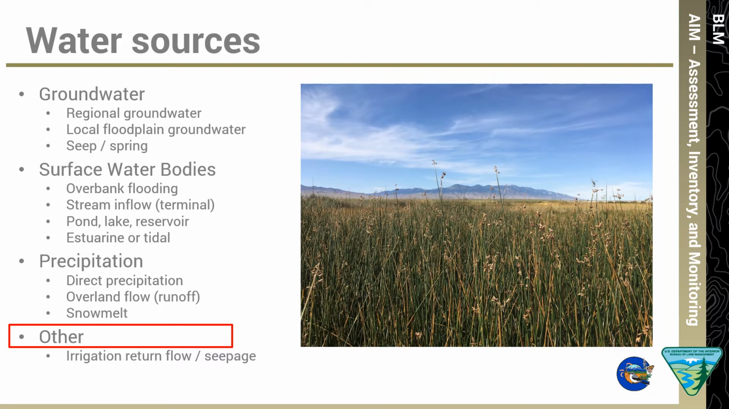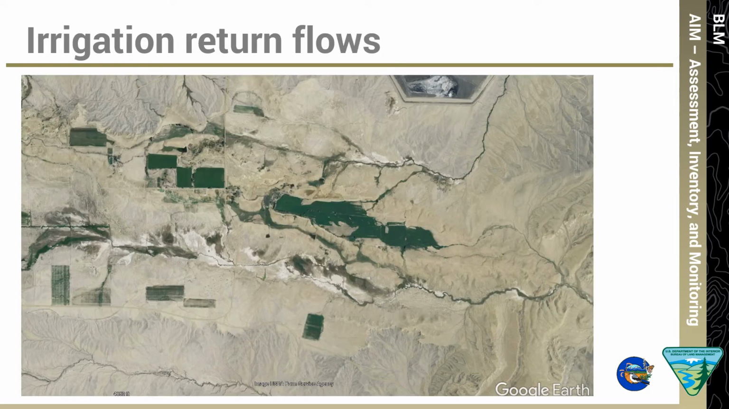Some types of wetlands are fed by other water sources that don't fall under the groundwater, surface water, or precipitation categories. Wetlands are sometimes formed and maintained by excess irrigation water applied to farmlands. The excess water flows downslope and accumulates into drainages or other low points. Irrigation canals can also seep into the downslope side. In this example, you can see where excess irrigation water has collected in the drainages, flowing away from the adjacent agricultural fields.